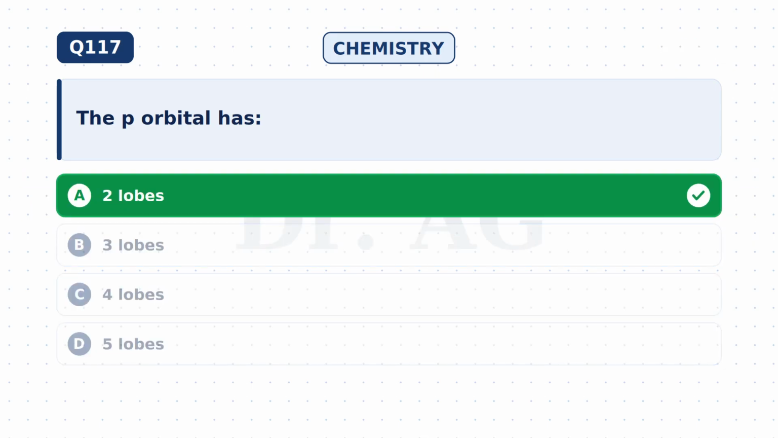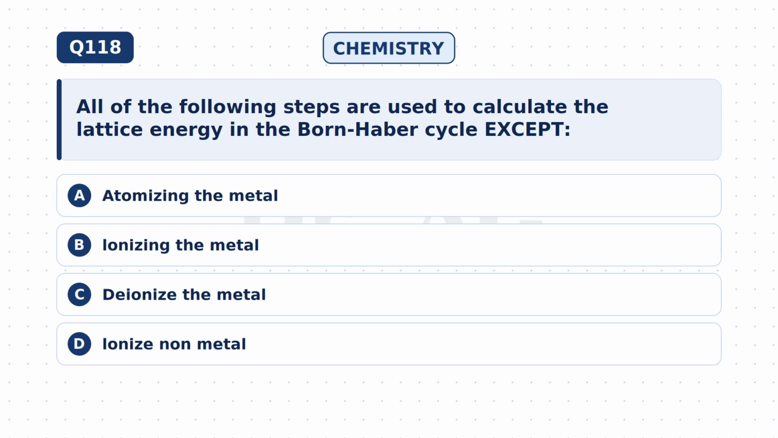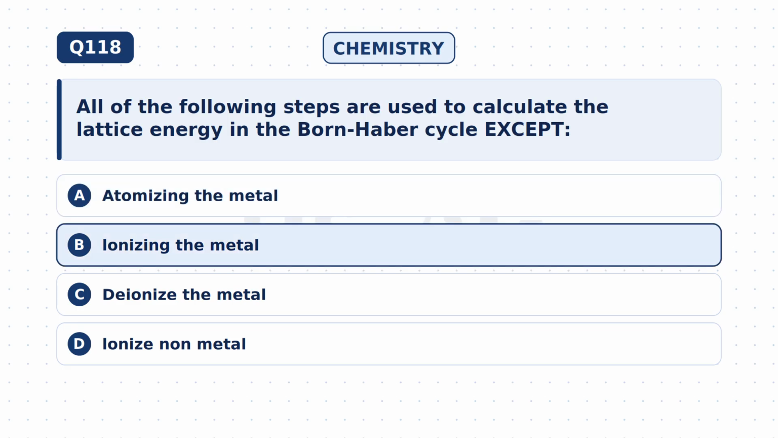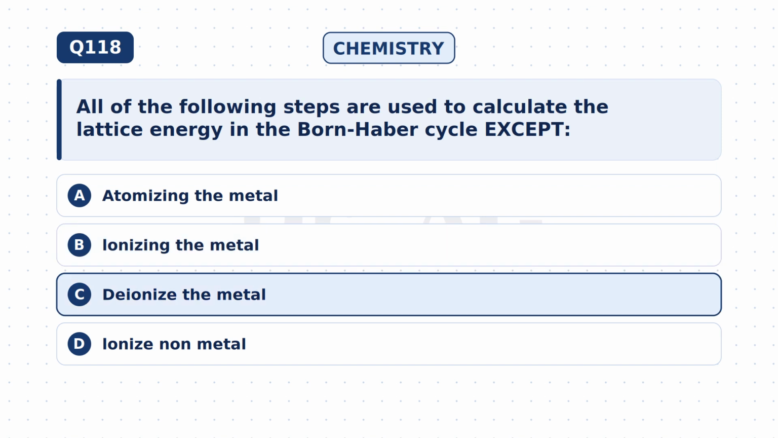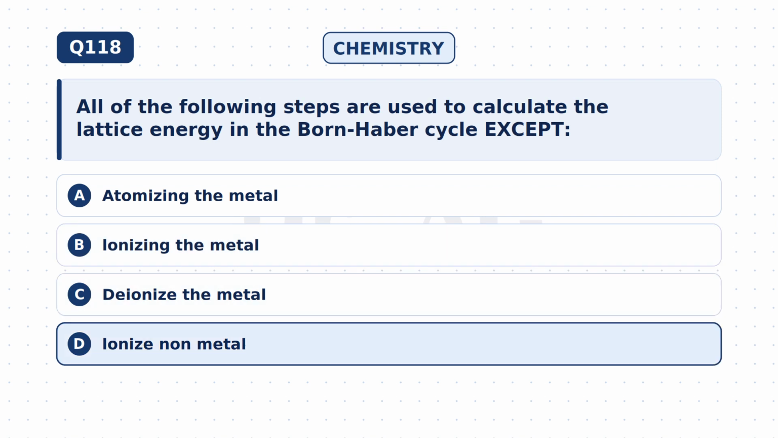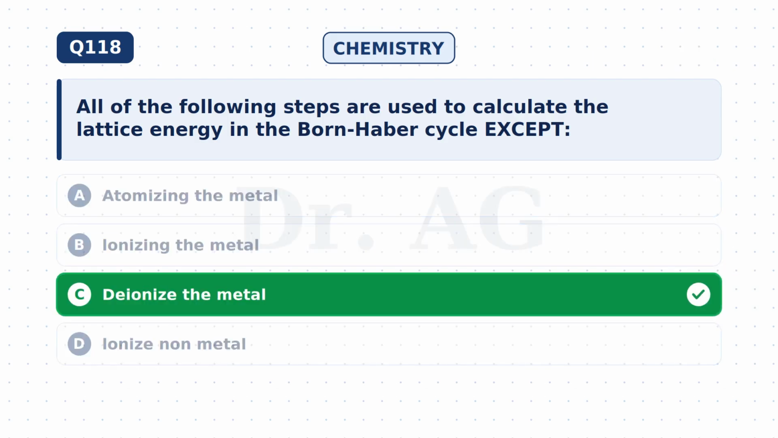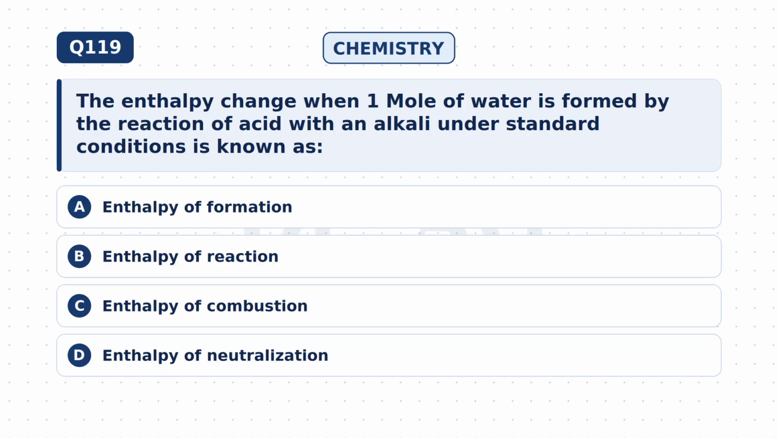Question 118. All of the following steps are used to calculate the lattice energy in the Born-Haber cycle except. Option A, atomizing the metal. Option B, ionizing the metal. Option C, deionize the metal. Option D, ionize the non-metal. The correct answer is C. Deionize the metal.